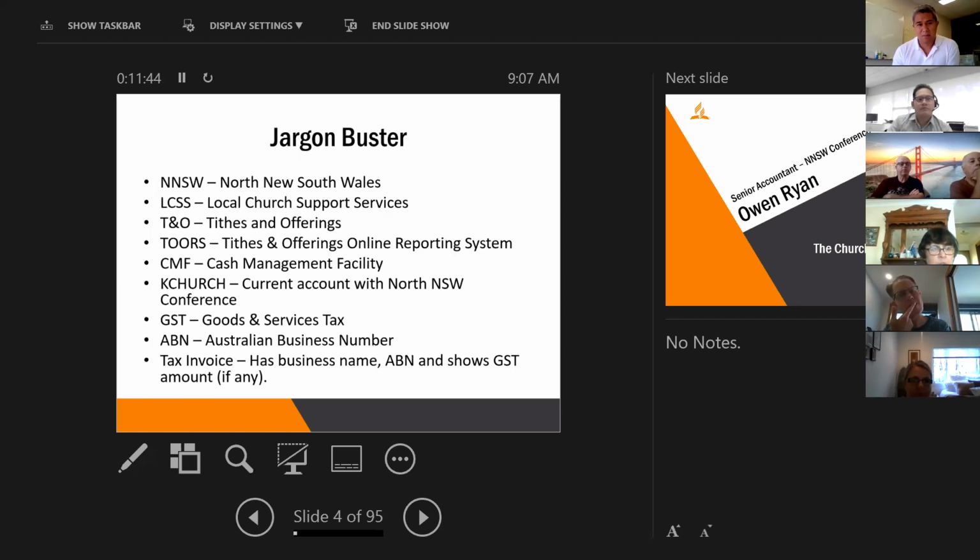CMF is our cash management facility, which is the main church central bank that we use. It used to give a fair bit better interest rate than you would get at the local banks. At the moment, it's probably offering about the same. GST is your goods and services tax. ABN numbers are your Australian business numbers. And when we talk about tax invoices, it's referring to any of your suppliers, whether they have business names and ABNs on it.